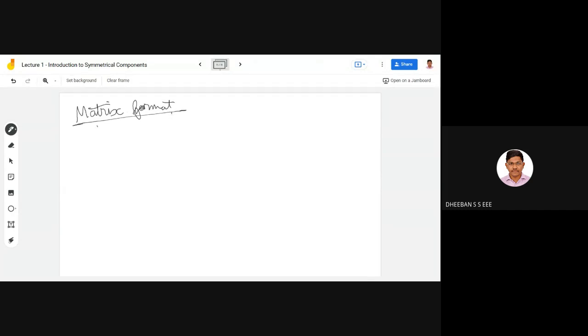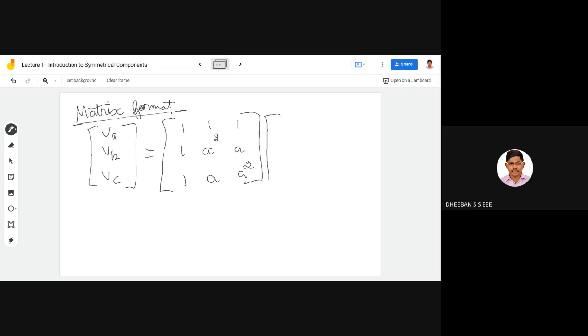which is equal to, this becomes 1, this becomes 1, this becomes 1, and here comes A square, A, and then here it will be 1, A square into VA0, VA1 followed by VA2. So we have represented the previous equation in a matrix format.